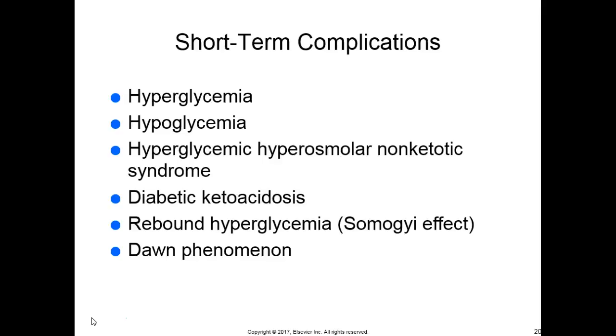So, short-term complications. When you're in doubt as to whether the patient is experiencing hyperglycemia or hypoglycemia, treatment for hypoglycemia is instituted until the blood glucose determination is obtained, because if the patient becomes hypoglycemic, then there's a chance that they could develop brain damage from an extremely low cerebral glucose level.